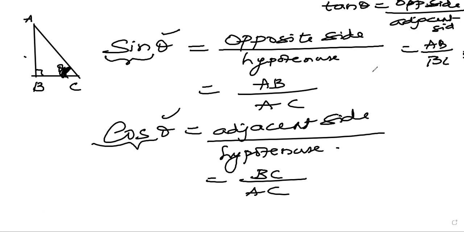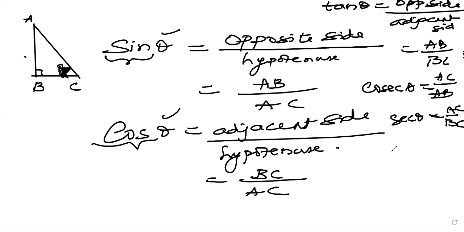Now what is cosec theta, children? Cosec theta is nothing but the reciprocal of sine theta. So it has to be AC upon AB. Sec theta is nothing but the reciprocal of cos theta. It should be AC upon BC. I hope people understood me here. Okay, now tan is done, sin is done, cosec is done, sec is done, cot.